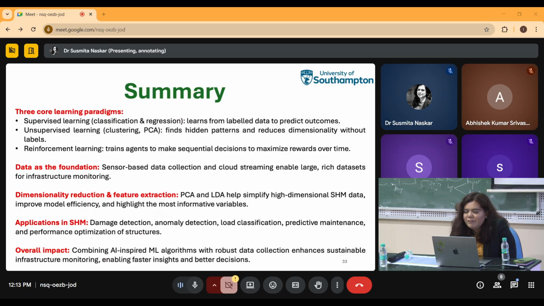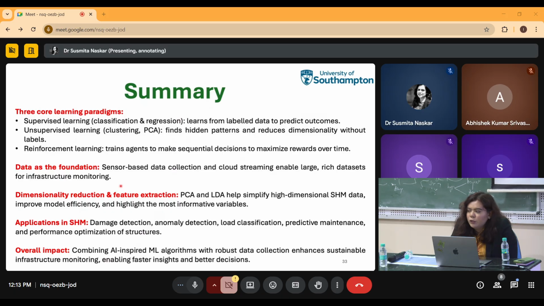Okay, and definitely data is a very, very important factor. That's the foundation of all of this monitoring. How we can collect it can vary depending on the sensor you use. It can be sensor based, cloud based, or from previous historical data. Those are different ways, but we need the data to do this. And as I said, dimension reduction or feature extraction is very, very important, and how you apply all of this in SHM. We are using it for anomaly detection, damage detection, and load classification. Those are the applications we have seen.